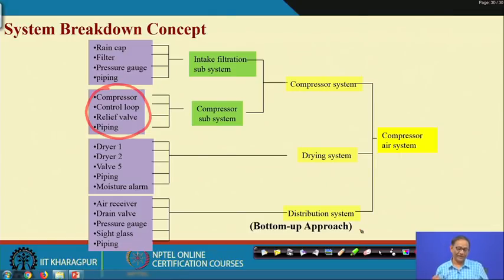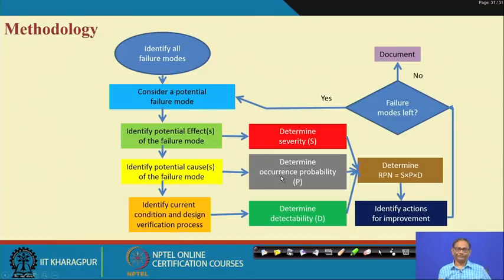Similarly, if you take any other system, your own system, break it down in this manner, find out all the components, and then see what the failure modes are. Most of the time the failure modes will be available in open source. Maybe from a reliability handbook also you can find the failure modes. Otherwise, your team must be able to find them. Once you have the failure modes, what is the next step? The methodology means doing failure mode and effect analysis.